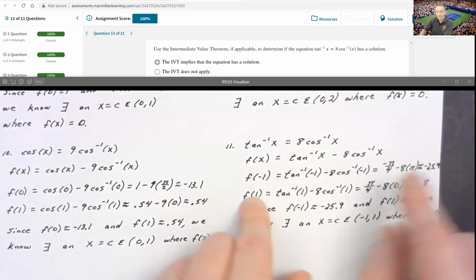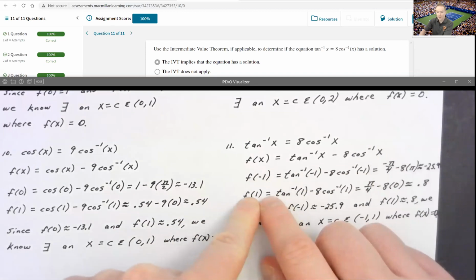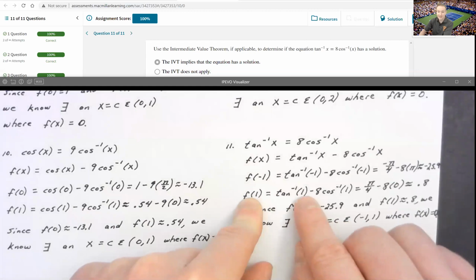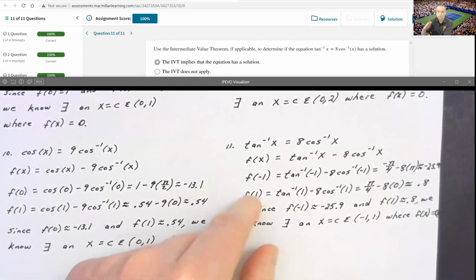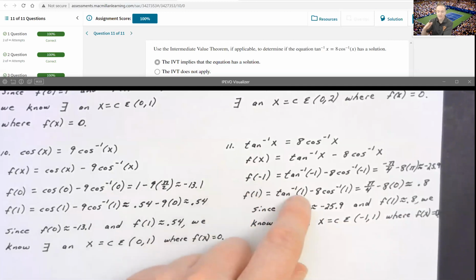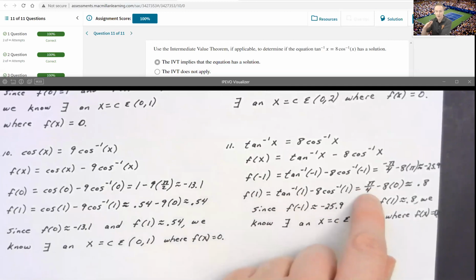Now, I also plugged in, what about f of 1? That was a nice thing to plug in because, again, the inverse tangent's easy to evaluate at 1. You just say, well, the inverse tangent's 1 at pi over 4 because at that point, both your sine and cosine are the square root of 2 over 2, so the tangent is 1. The tangent of pi over 4 is 1, thus the inverse tangent of 1 is pi over 4.